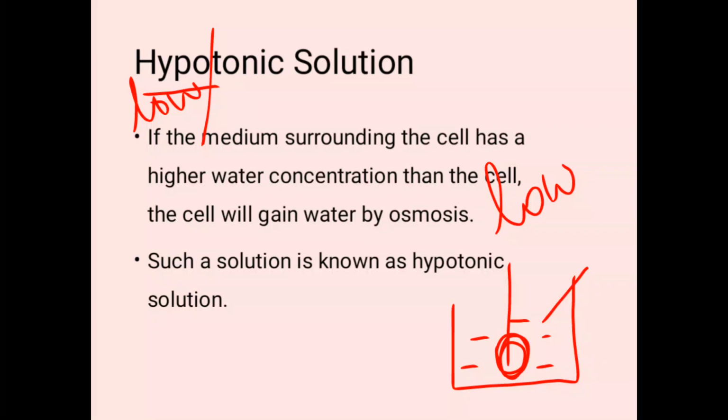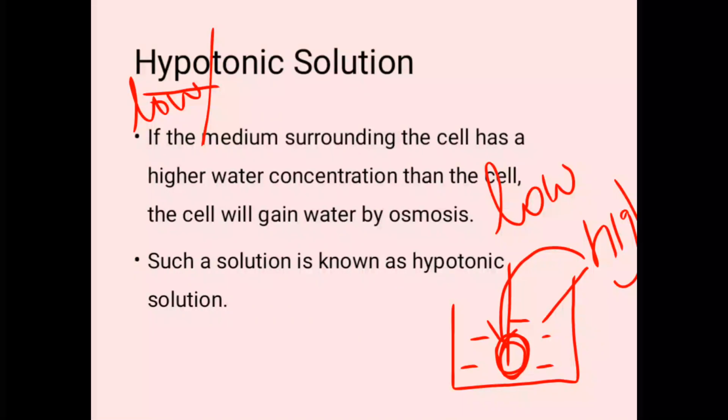Outside the cell the concentration of the water is high. So what is meant by osmosis? The movement of the water molecules from higher concentration to the lower through a semi-permeable membrane. That is called osmosis, right?